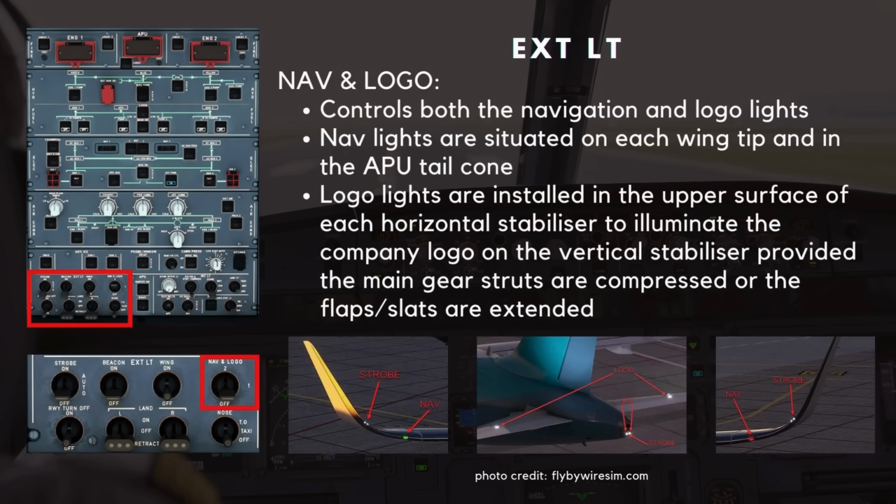This switch controls both the navigation and logo lights. The navigation lights are situated on each wing tip and in the APU tail cone.